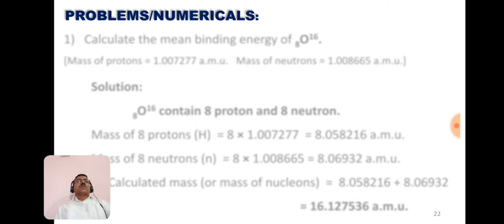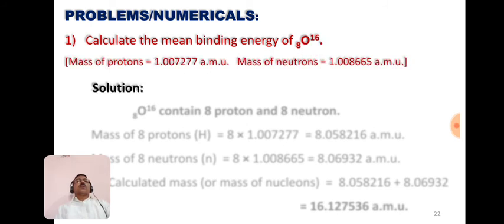So let's see the problem based on this. We have to calculate the mean binding energy. Already we have calculated the binding energy of this oxygen having atomic number 8 and mass number 16. We only have to divide that binding energy by the mass number, so that we get the mean nuclear binding energy. So this is the data: mass of proton is 1.007277 atomic mass unit, mass of neutron is equal to 1.008665 atomic mass unit. Now let's solve this problem.